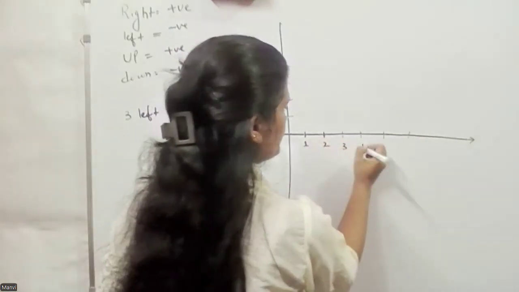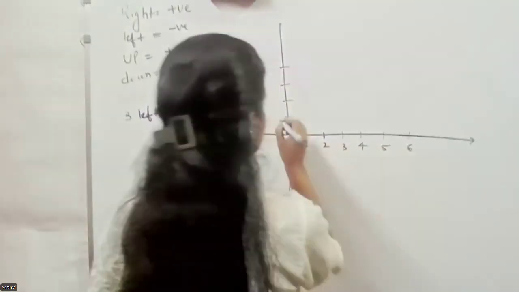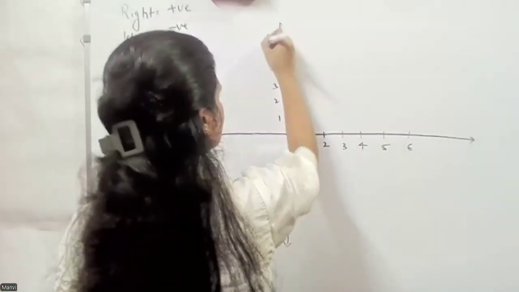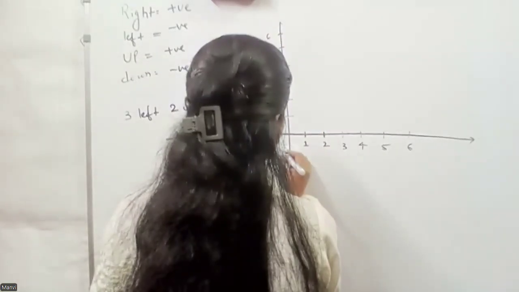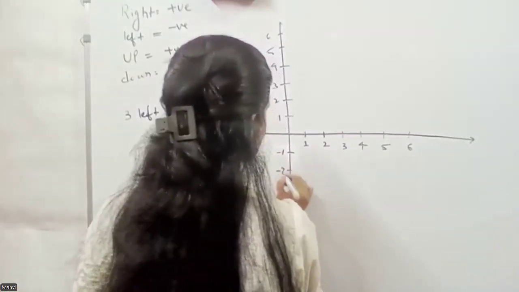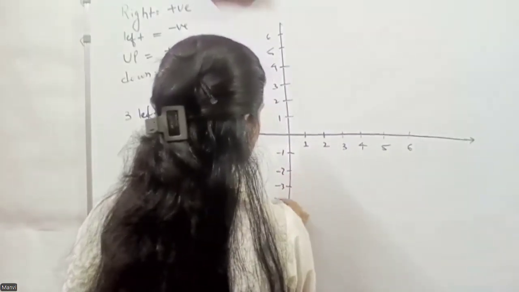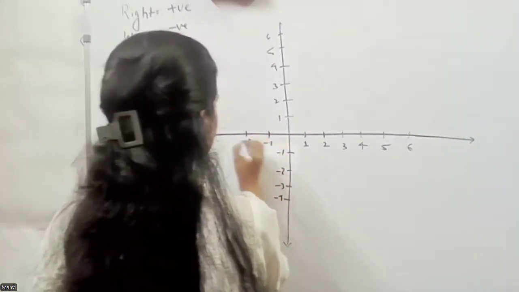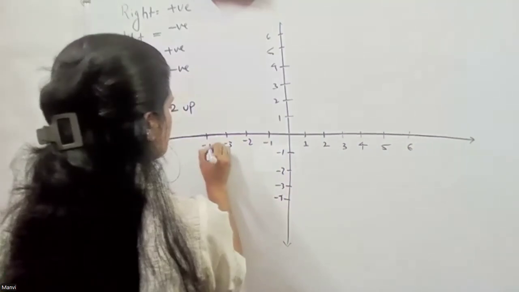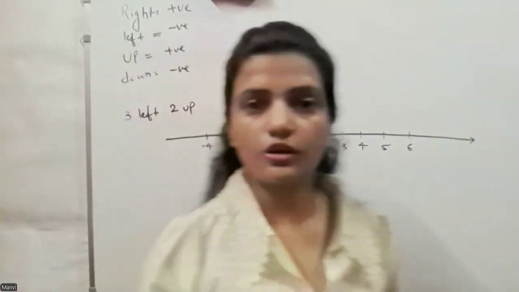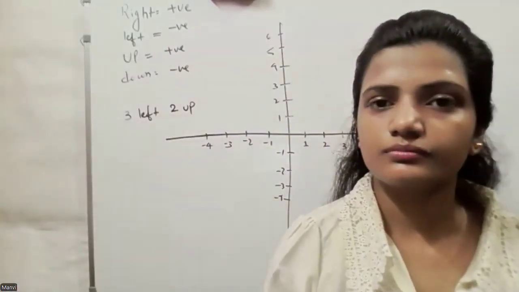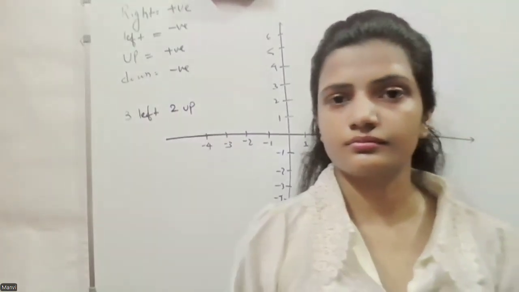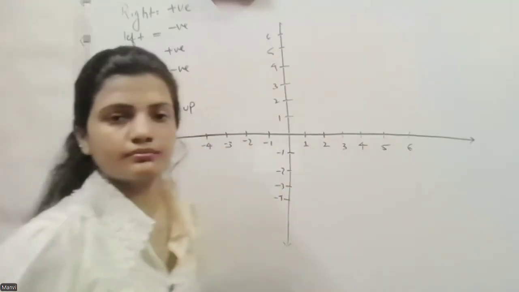One, two, three, four, five, six. One, two, three. Minus one, minus two, minus three, minus four. Minus one, minus... Doesn't it go to six? Sorry? Six is this one. So, and like minus six up to minus six.